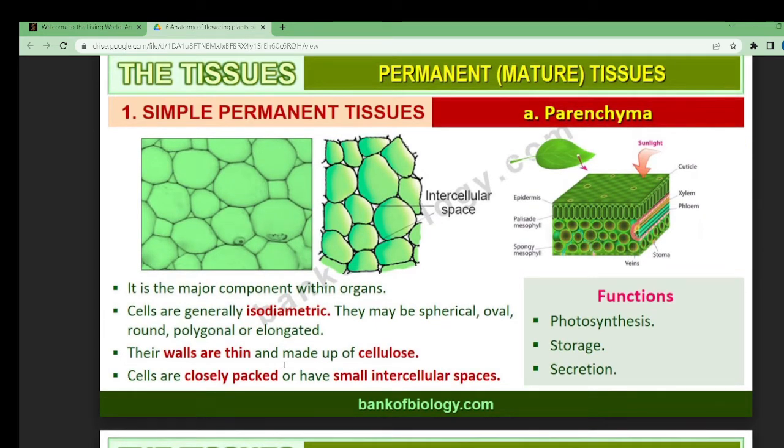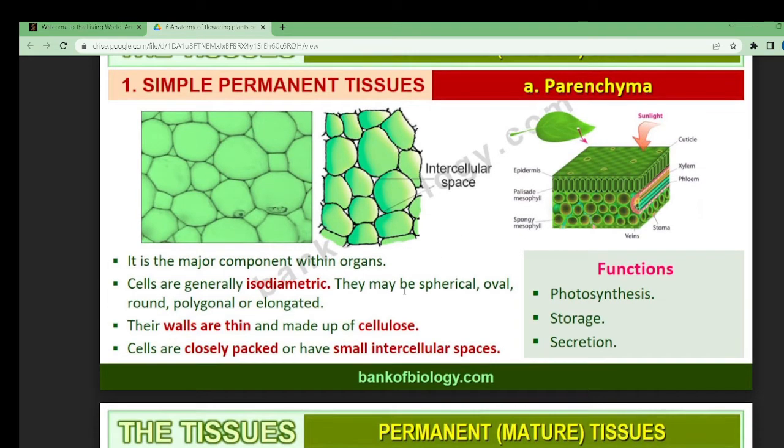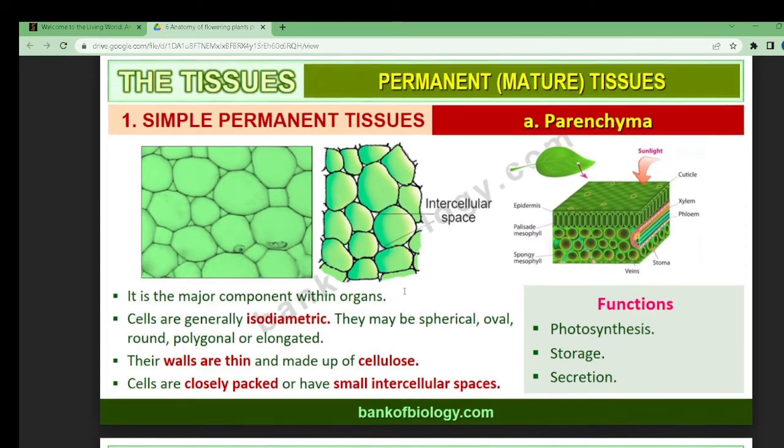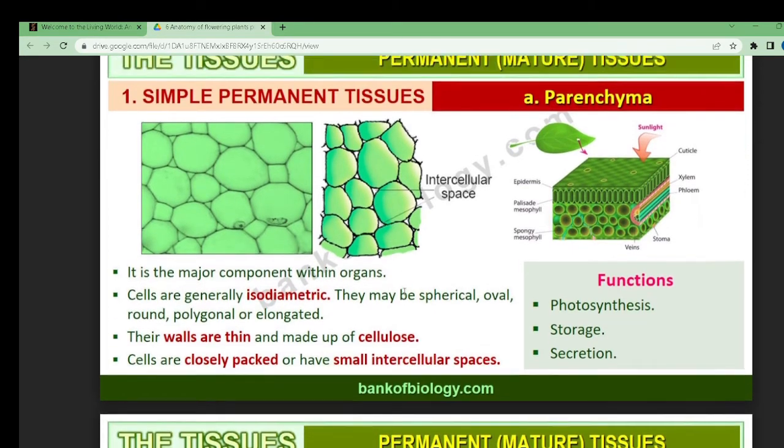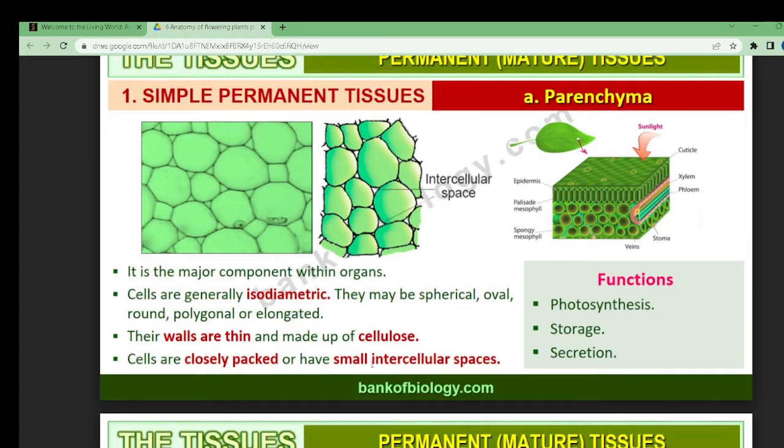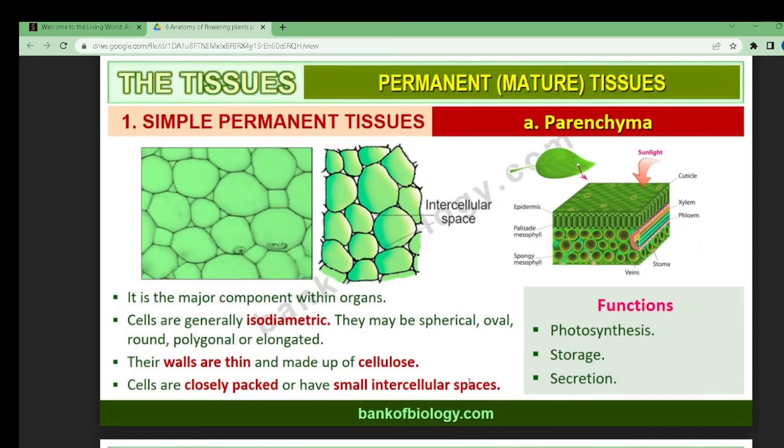Their walls are thin and made up of cellulose. You all know cellulose is the major component of plant cells, and it is nothing but a polysaccharide. The cells are closely packed or have a small intercellular space. In the structure here, you can see xylem and phloem. This is the top part, which is the cuticle, then the upper epidermis, then the palisade mesophyll present in between, and veins and stomata are present.